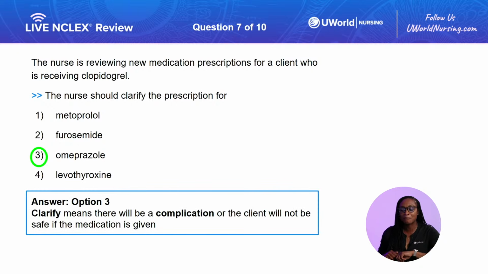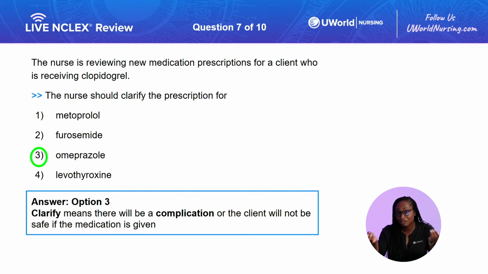Not everyone, but most people got this question right. That is option 3, omeprazole, would be something that we should clarify, which means this is causing some type of drug interaction, meaning we do not want to give this medication with clopidogrel. So what is clopidogrel? Clopidogrel is an antiplatelet medication, so it prevents blood clots. Omeprazole is a proton pump inhibitor, and with these two together, omeprazole hinders the clopidogrel's action.